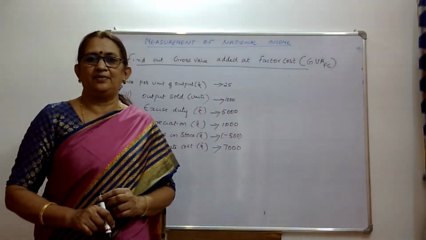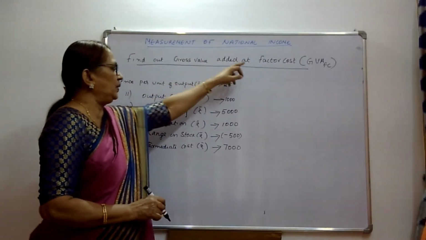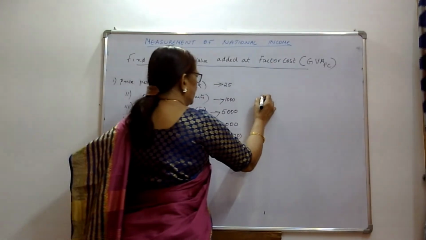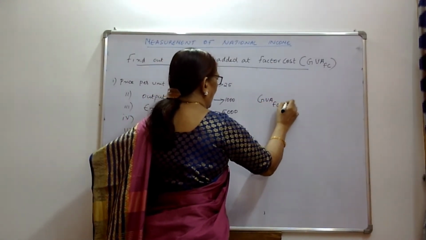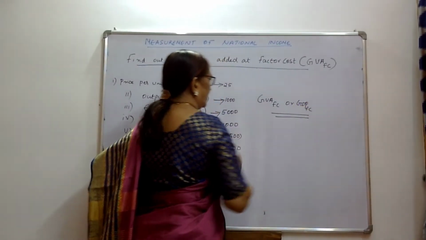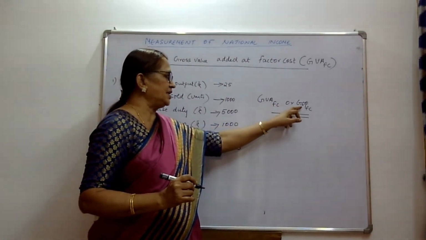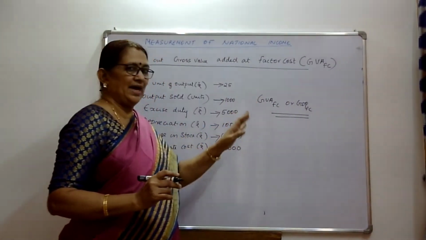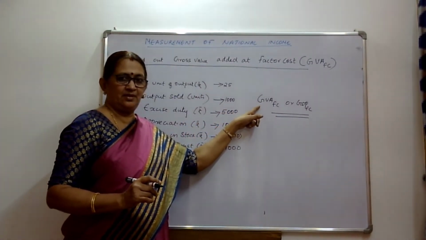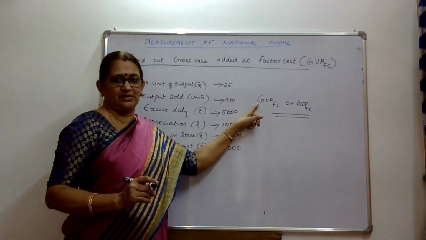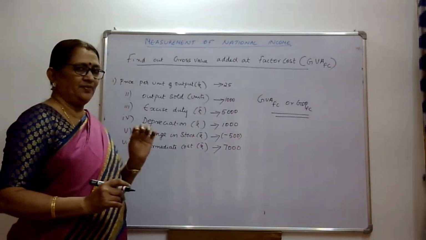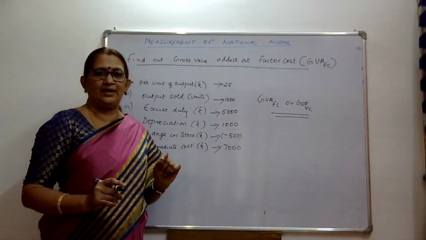From the same data, we are going to calculate gross value added at factor cost, or GDP at factor cost. Gross domestic product at factor cost or gross value added at factor cost. It is a gross concept, so it includes depreciation. That is the difference. So, how can we calculate gross value added at factor cost?